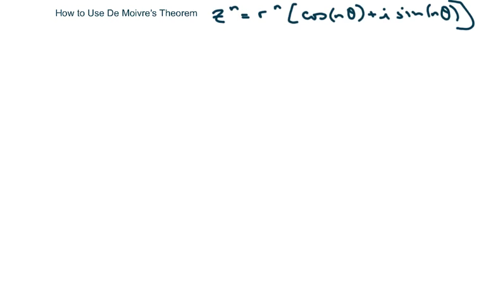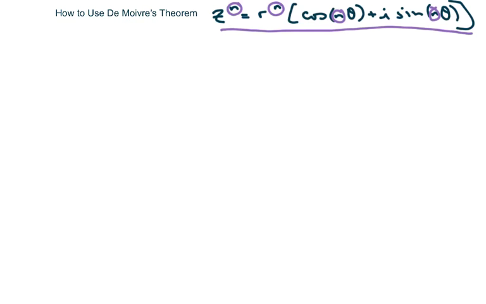Hi everyone, we're going to learn how to use De Moivre's theorem, and this is the theorem right here. The first thing I want to do is show the pattern for it. So we have these n's here, and I want to show you what we're going to do with those.